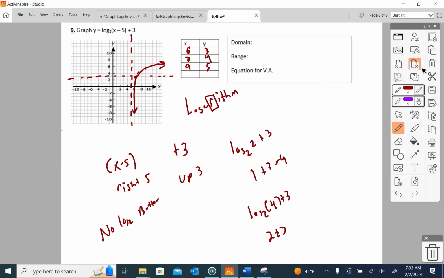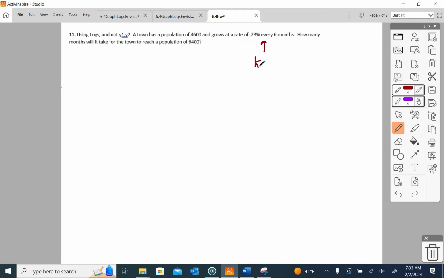All right, number 11, using logs and not y1, y2. A town has a population of 4,600 and grows at a rate of 0.23%. Keyword: every 6 months. So when I do my formula for exponential growth, because it is growing, I introduce a /6, every 6.